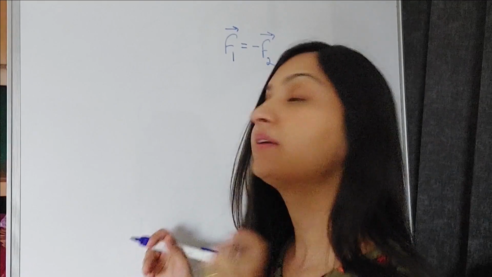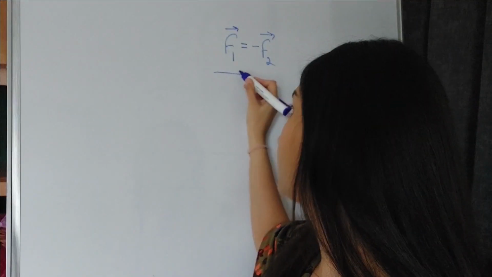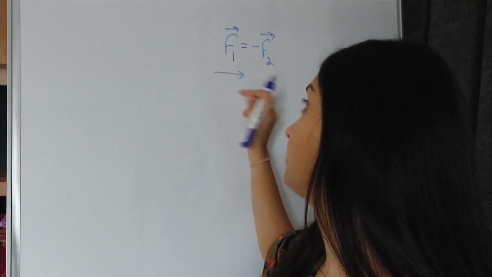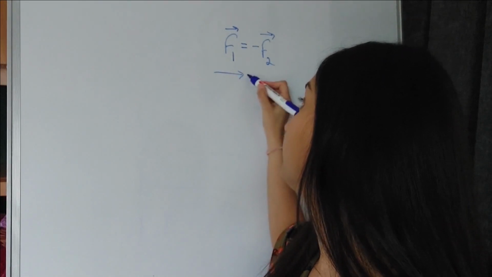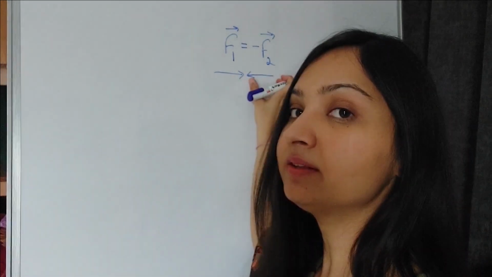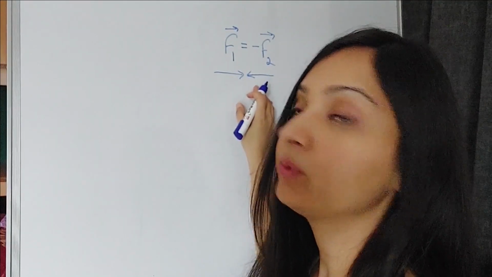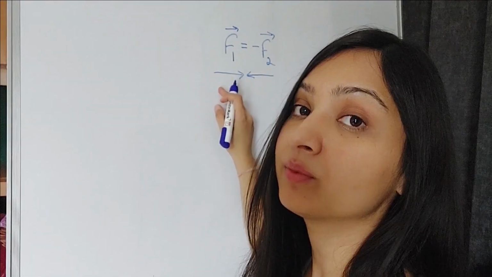So equilibrium under two forces implies this condition, that is, if I am having one force, say F1 in this direction, the other force F2 will be equal to this F1. I've drawn the same length to denote the equality, but the direction of F2 will be opposite to that of force F1. Okay?